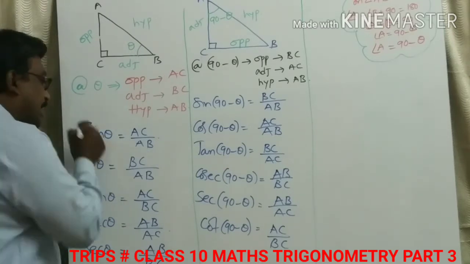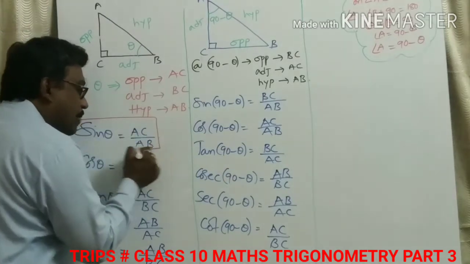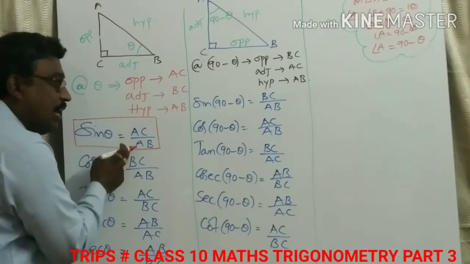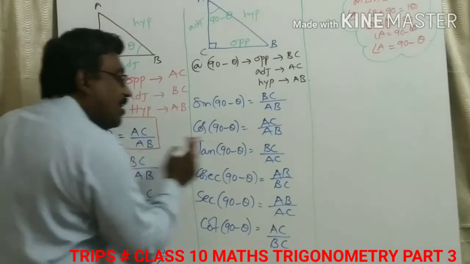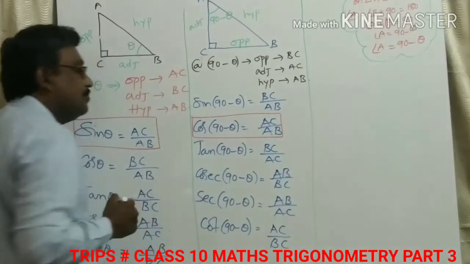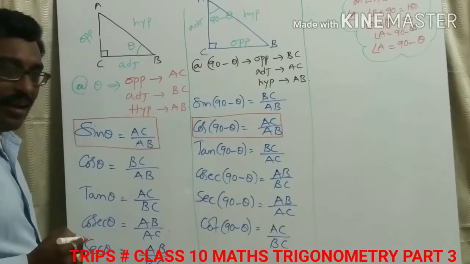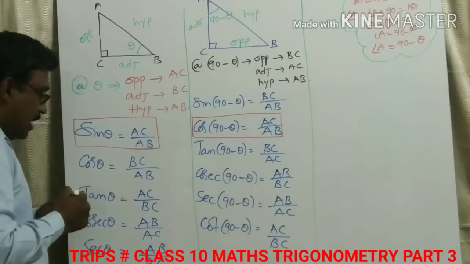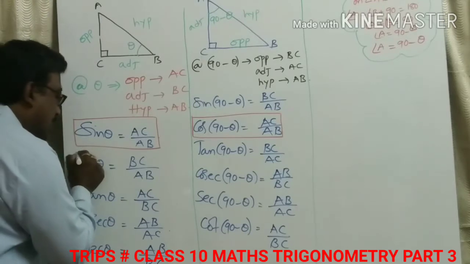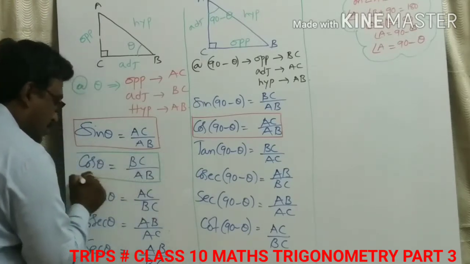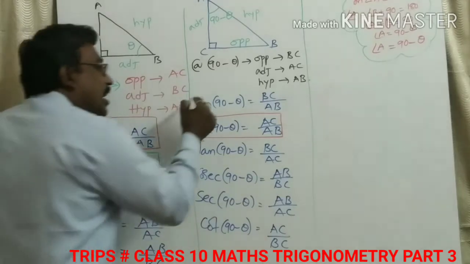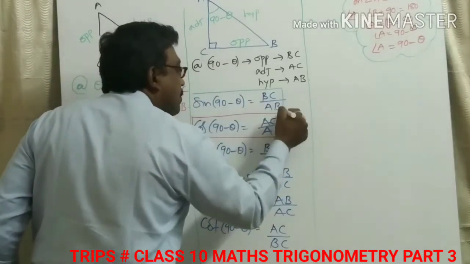Observing the equal ratios, here I am getting AC by AB. And here I am getting BC by AB, this ratio BC by AB.